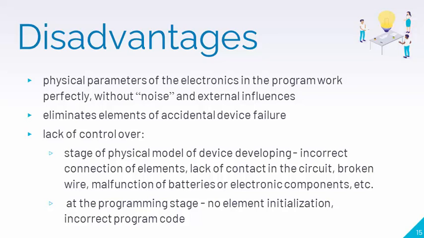The following types of errors and malfunctions in the student's work are possible during the development of the electronic device. At the stage of physical model development: incorrect connection of elements, lack of contact in the circuit, a broken wire, malfunction of batteries or electronic components, etc. Also: no initialization of elements, and incorrect program code.